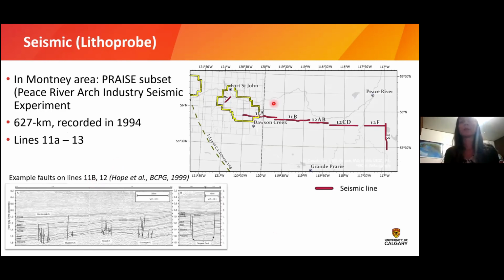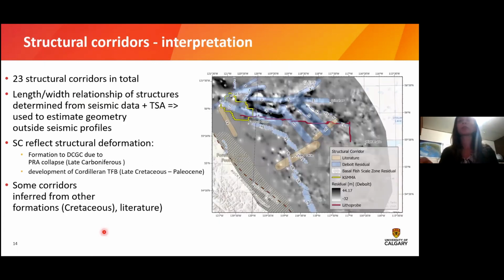So in terms of seismic data that we've used, we were using the Lithoprobe seismic line, which is part of the Peace River Arch industry seismic experiment, and we were using lines 11 to 13, as well as some seismic line that was provided by Pulse Seismic. And we can see that within these Lithoprobe profiles, we had multiple faults that were interpreted in the past as structural corridor features. Like we can see that they are grouped, they are not single features. So that's what we were using for this part.